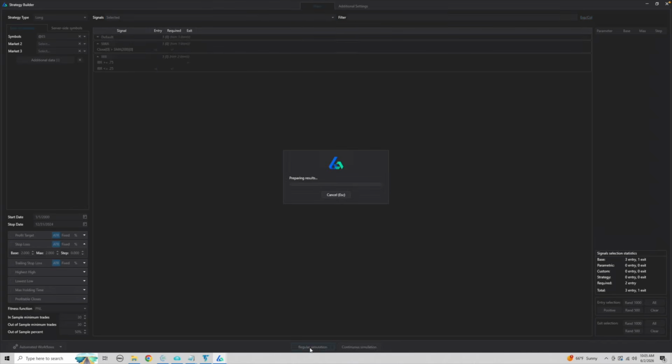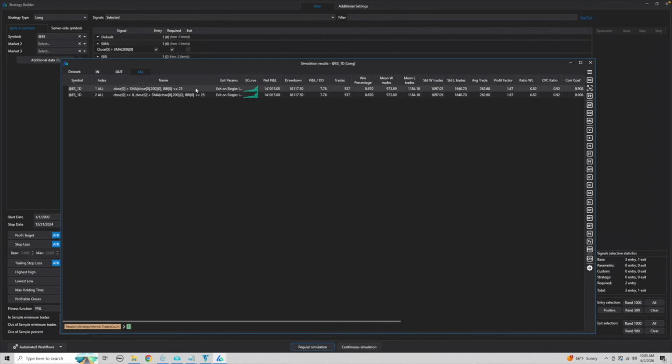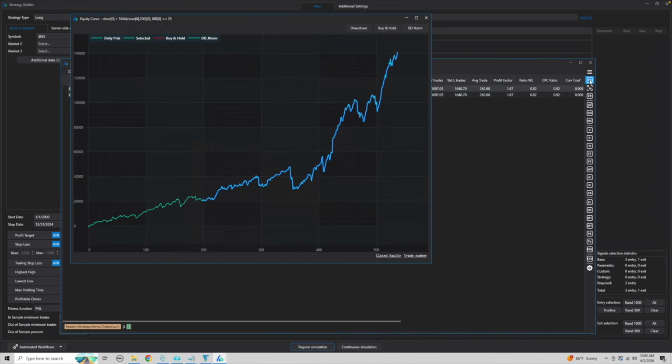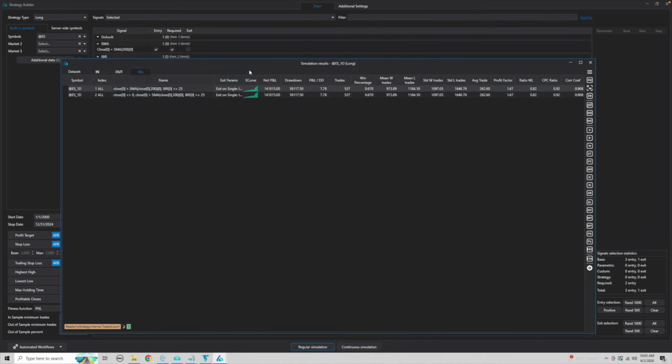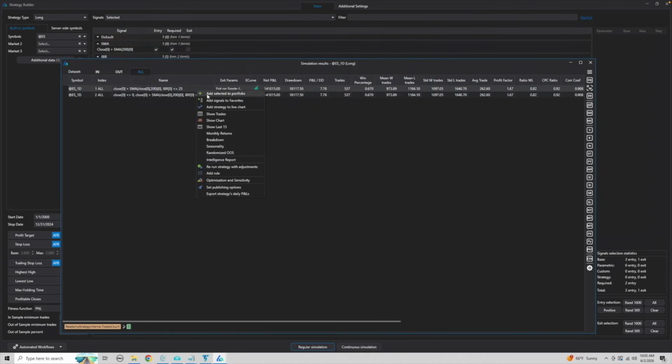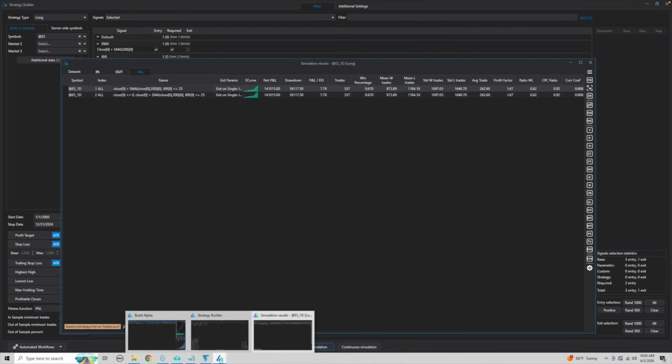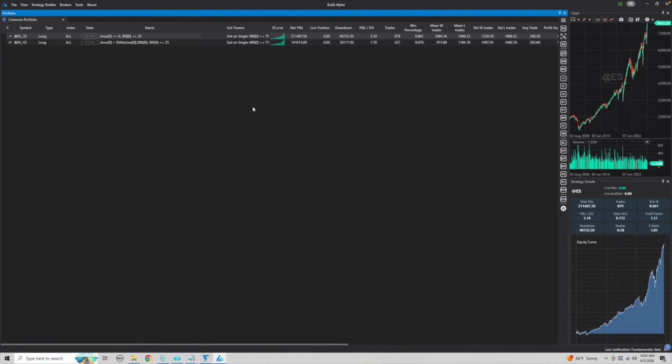We can run that simulation. Here we get two different trading systems. Again, one of these is going to include this rule. This is an artifact of Build Alpha. But let's go ahead. Here is the equity curve on the new strategy. Looks pretty solid as well, but let's make this easier on us. Let's go ahead and add it to the portfolio and go take a look at that portfolio.